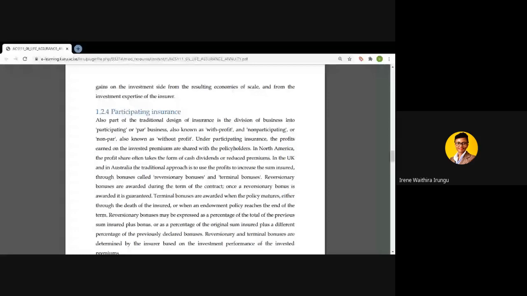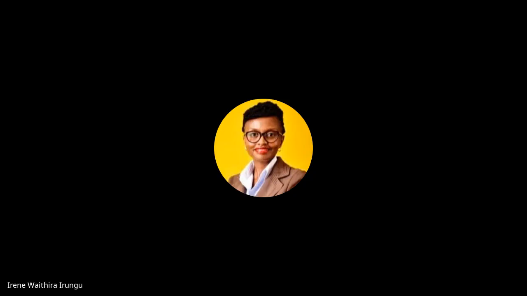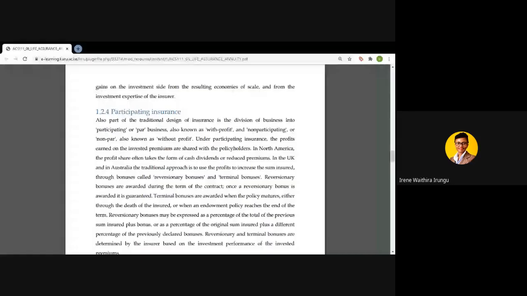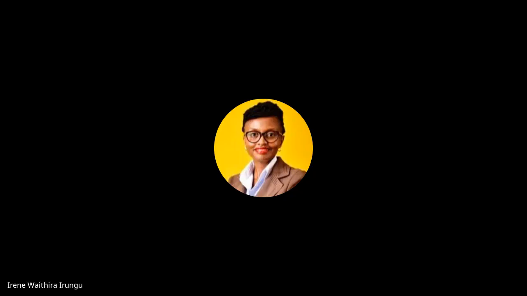So under participating, the profit is earned from invested premiums. A portion of the premiums collected is invested, and the proceeds or the profits earned from this investment of premium are shared with the policyholder. This sharing can take several forms. In America, you find that these profits are shared in terms of cash dividends. That is one form in which they can share the profits.